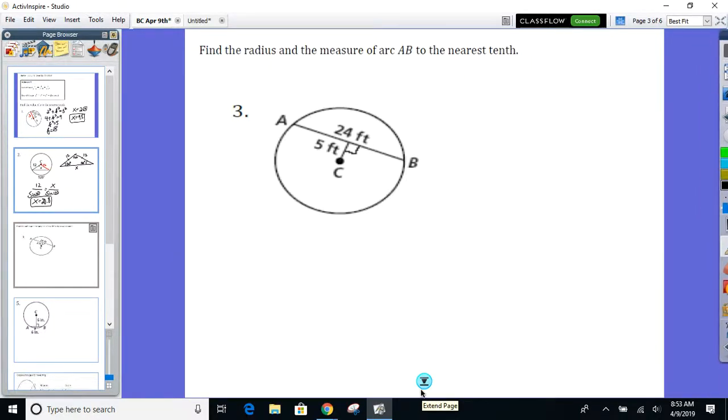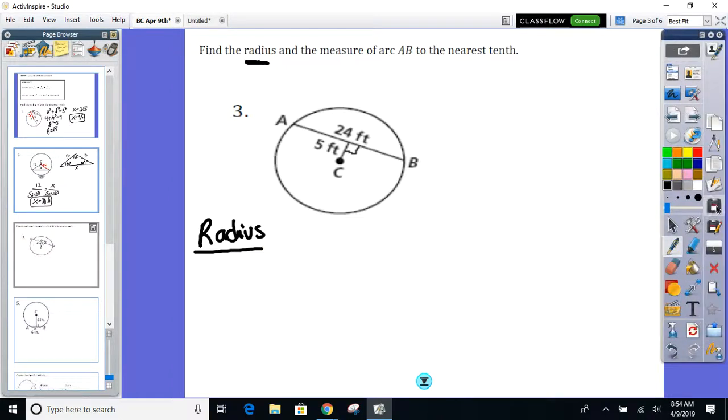Radius, measure of the arc. Let's do radius first. I think that's the easier one. Let's find the radius first. None is drawn in, but can you draw one that you could find? Can we draw a radius in there somewhere where we could find it? Either from C to B or C to A?